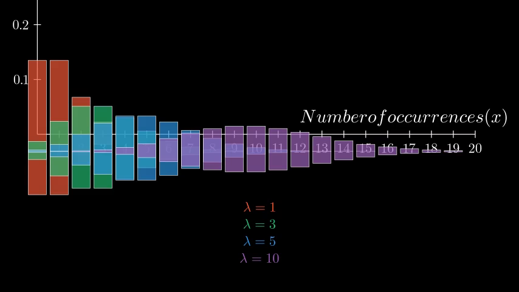Now, let's discuss some key properties of the Poisson distribution. First, the mean, or expected value, equals lambda. Second, the variance also equals lambda. This means the standard deviation equals the square root of lambda. The Poisson distribution is right-skewed when lambda is small, but becomes more symmetric as lambda increases, approaching a normal distribution.